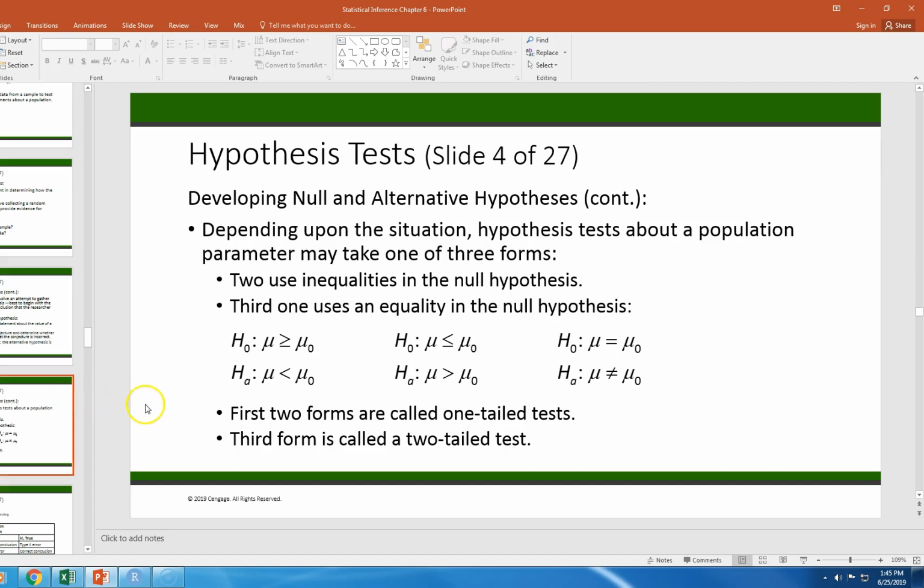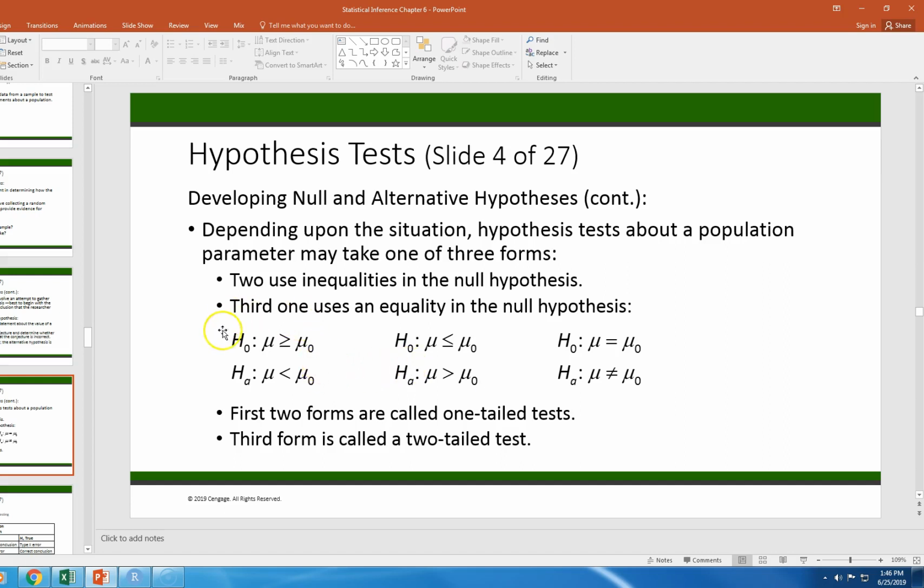So on this slide, what you see is three different types of null hypothesis. The first two types here are one-tailed tests, and the third one is a two-tailed test. The reason why it's called one-tailed and two-tailed is on which side of your distribution is the rejection tail.